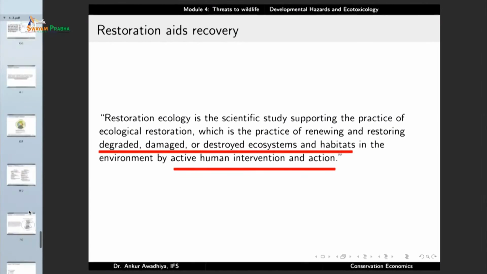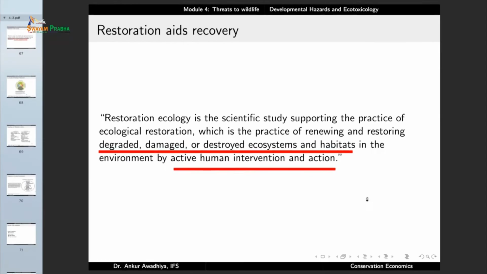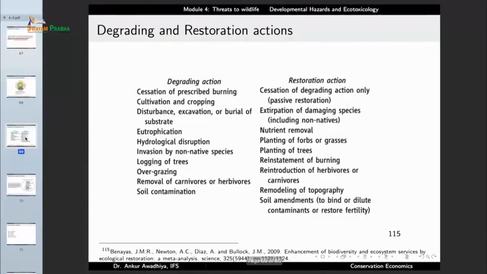So how do we do that? We have already released a heavy amount of toxins. We have already released a large quantity of plastic. So is there anything that we can do? And if yes, what are the steps that we can take? So what kinds of actions are done? There are certain actions that degrade the environment, and there are certain actions that restore the environment.